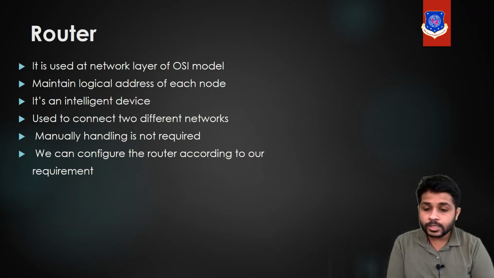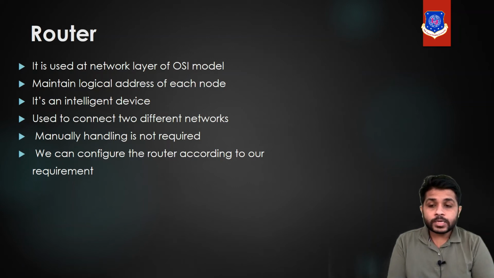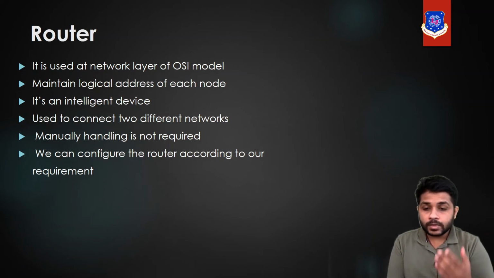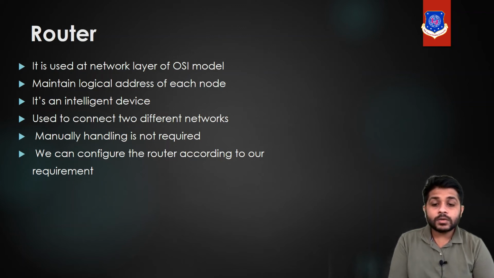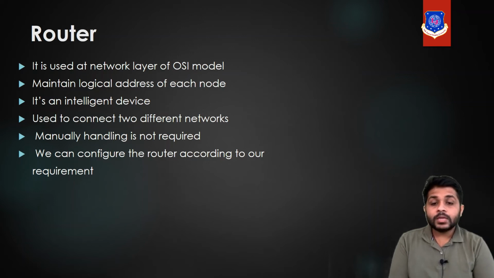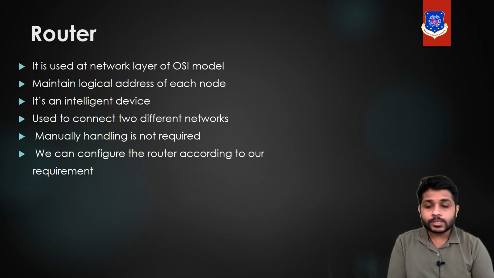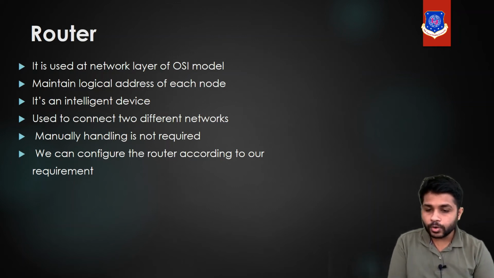The router is an intelligent device and the router maintains the routing table. And in the routing table, the information will be like the interfaces and the IP address. So in the routing table, the entry will be the IP address, and in the switch, the table will contain the MAC address. The router uses routing protocols. So it can use distance vector or link state. It can use different routing protocols to deliver the data to the destination.